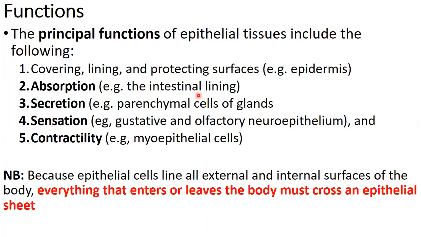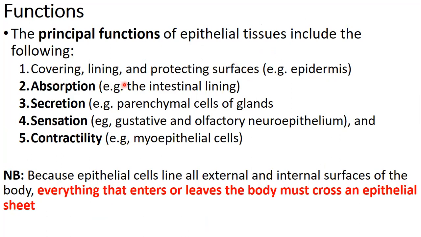What about function? What are the major functions of epithelial tissue? So epithelial tissue performs the following functions in the body: covering and lining and protecting surfaces. For example, the epidermis of the skin protects the internal environment of the body from the external environment, which is usually contaminated with a lot of various microorganisms that can cause harm to internal tissues.